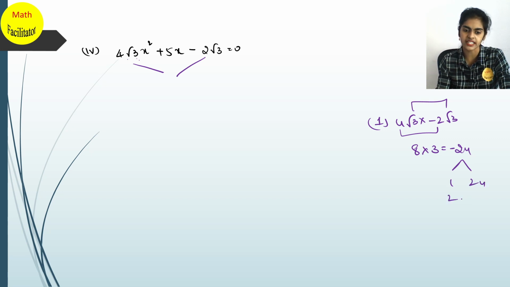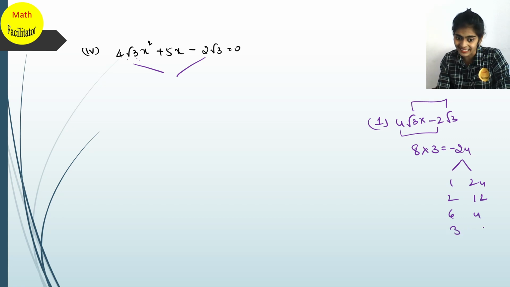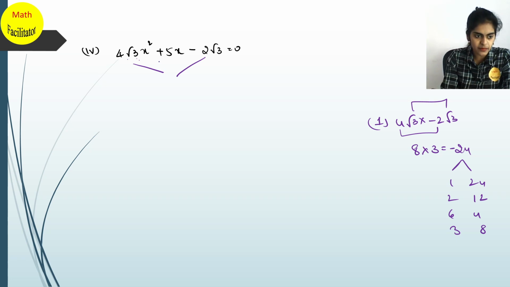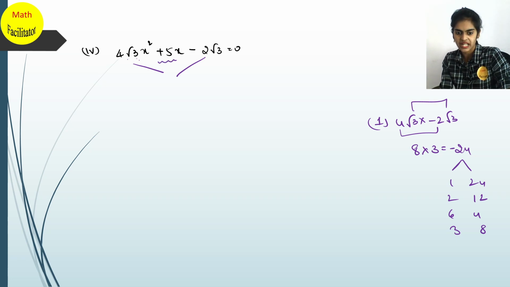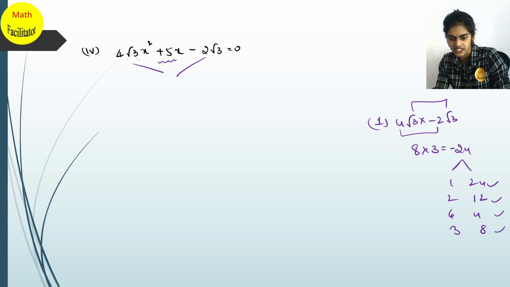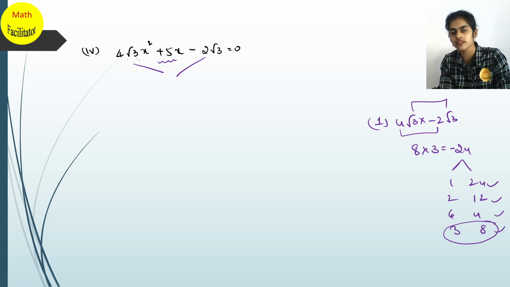1 into 24 you can write, 2 12s you can write, and I can write 6 4s are 24 or 4 6s are 24. I can write 3 8s are 24, isn't it? So these are the factors. Now what is the middle term I want? I want plus 5. Students, a combination will give you plus 5. See, 8 and 3 combination will give me 5.